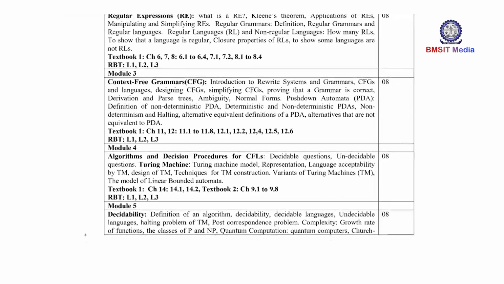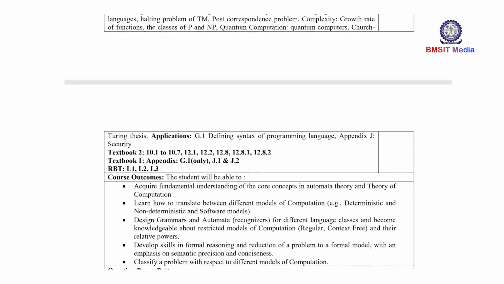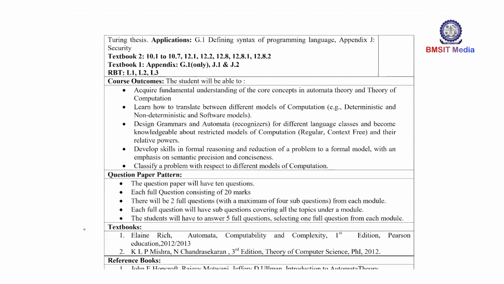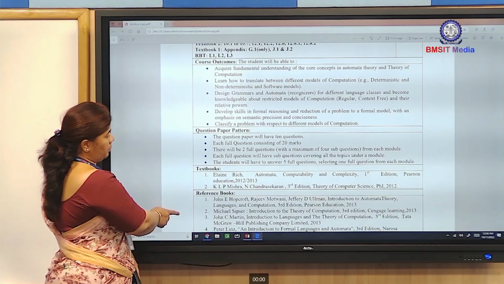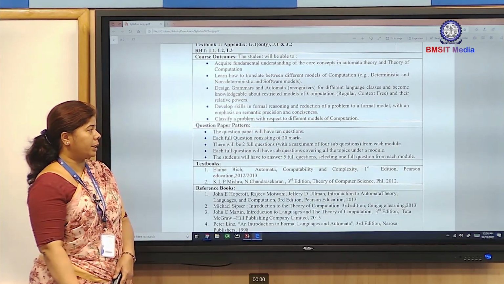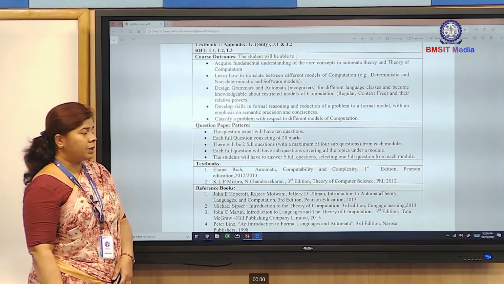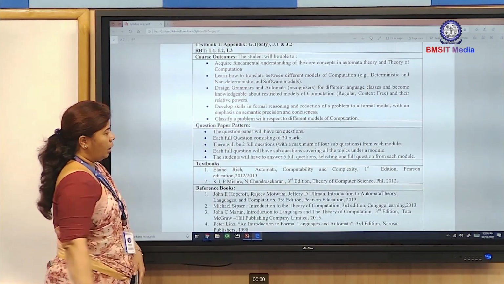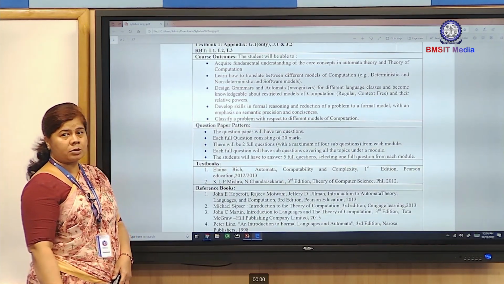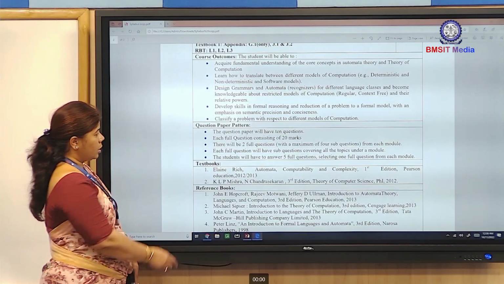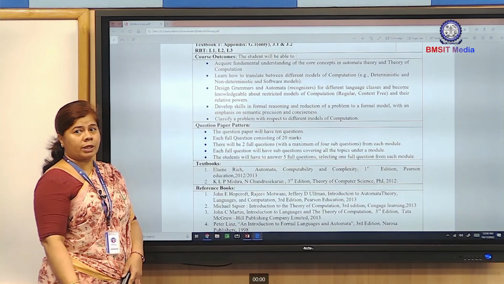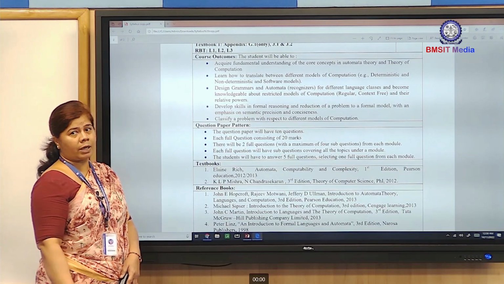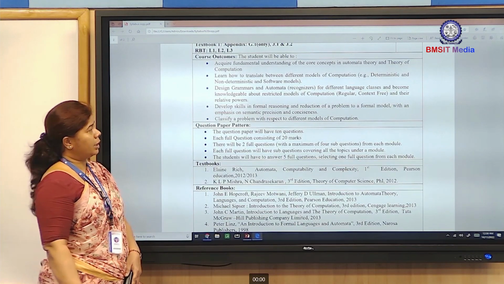Before going to the details about the modules, let me tell you about the textbook which you need to refer for this particular subject. The textbook is Elaine Rich, Automata, Computability and Complexity, first edition, Pearson Education, whether it was published in 2012 or 13, no issues. Then the other textbooks which are mentioned in the syllabus, you can refer to them. Apart from these, you can also refer to any other genuine materials which are available.